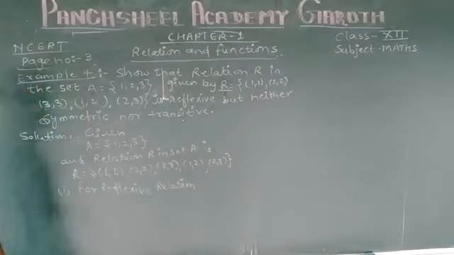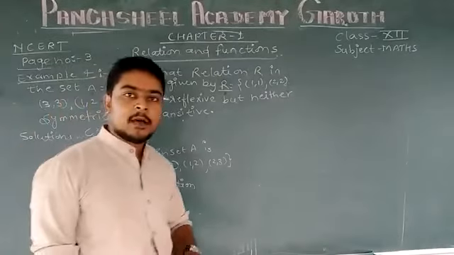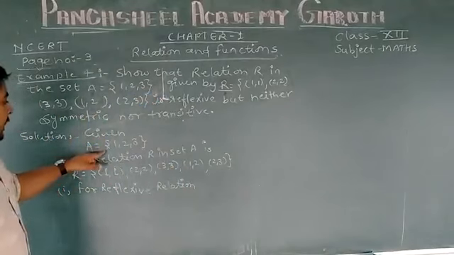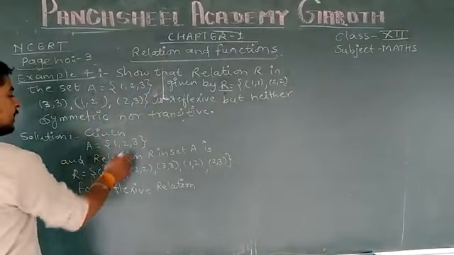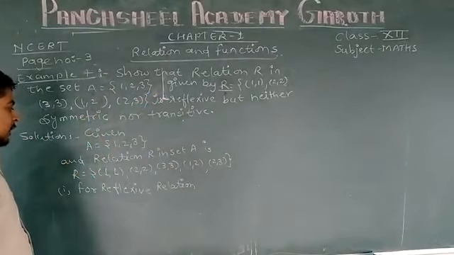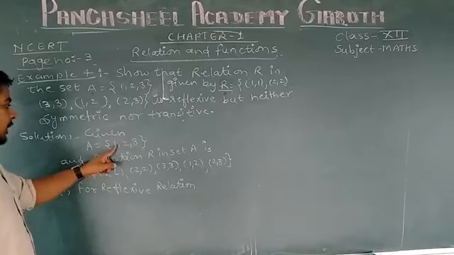we know what happens in a reflexive relation: for each element of A we have to get an ordered pair of the same element.